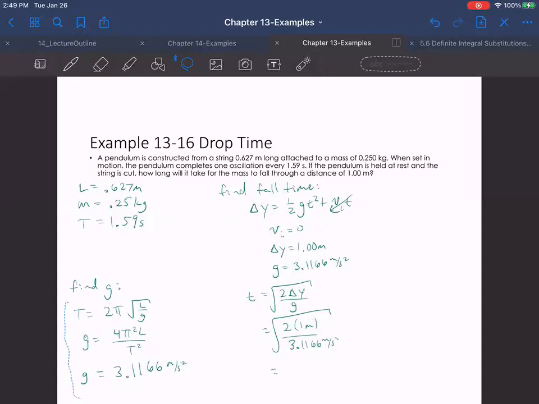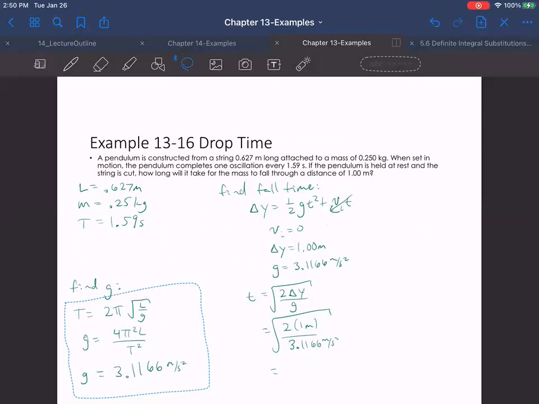So I come down here and use T equals 2 pi square root of L over G. I solve it for G by squaring both sides and then isolating G. So G equals 4 pi squared L over the period squared. Then I just plug in those numbers: 0.627 for L, and 1.59 seconds for the period, squared. And I get about 3.1166 meters per second squared.